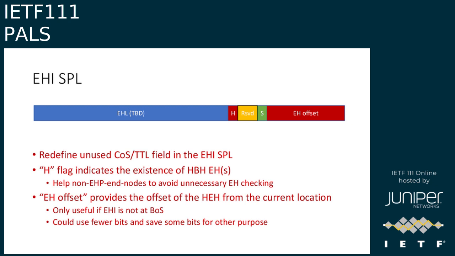And also the EH offset can be used to provide the offset of the header of the extension, the first word of the extension header part. So this is only useful if the extension header is not at the bottom of stack. And also we could use fewer bits as offset to save some other bits for some other functions.